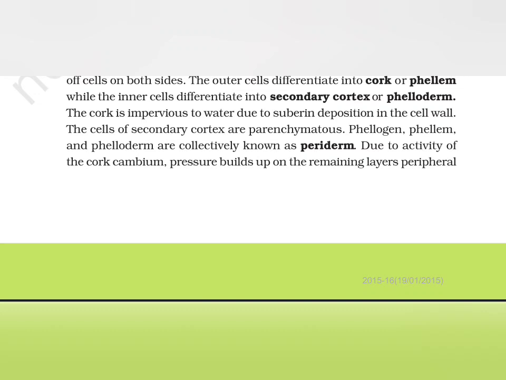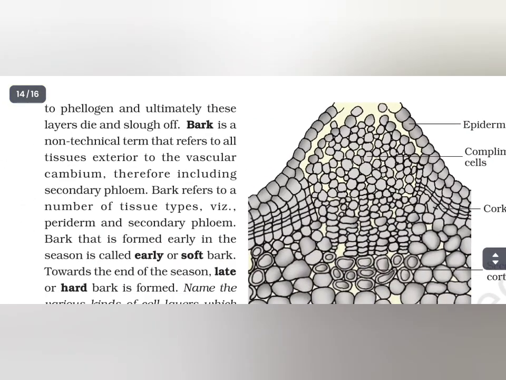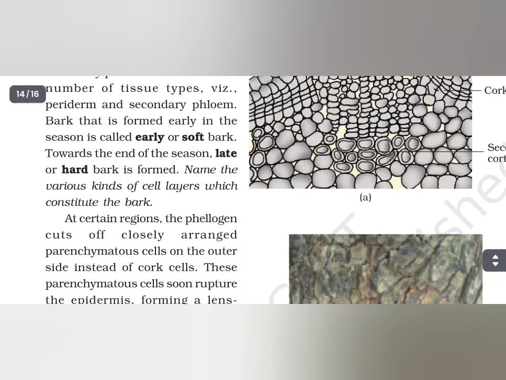Due to activity of the cork cambium, pressure builds up on the remaining layers peripheral to phellogen, and ultimately these layers die and slough out. Bark is a non-technical term that refers to all tissues exterior to the vascular cambium, therefore including secondary phloem. Bark refers to a number of tissue types, periderm and secondary phloem. Bark that is formed early in the season is called early or soft bark. Towards the end of the season, late or hard bark is formed. Name the various kinds of cell layers which constitute the bark.